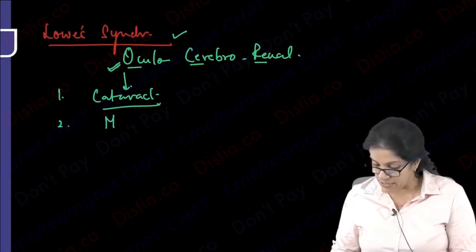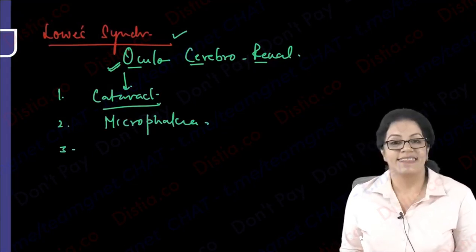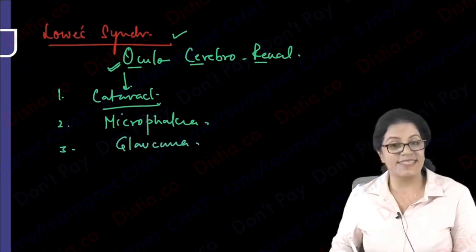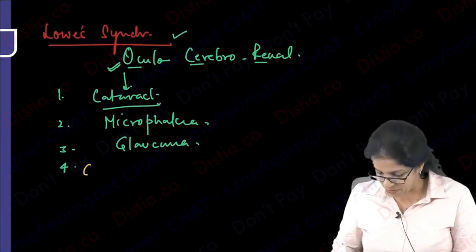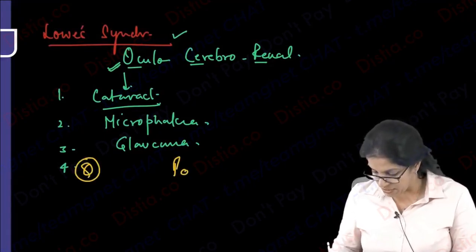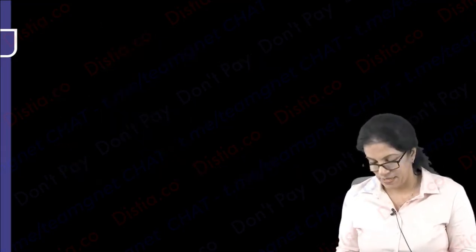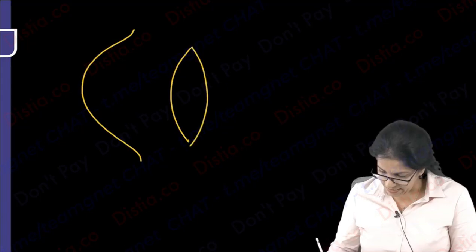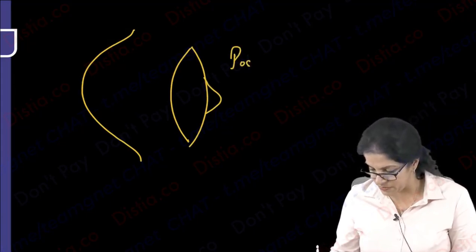Secondly, we can also get small lens, that is microphakia. Right? Thirdly, what we get here is glaucoma. You can get glaucoma in these patients. And number four, very important exam question. Let's put a Q. Posterior lenticonus, conical protrusion of the lens, posteriorly. Okay, we'll draw a diagram here. All of you, please. So, this is the lens. We are saying posterior conical protrusion is posterior lenticonus. It is seen in Lowe syndrome.